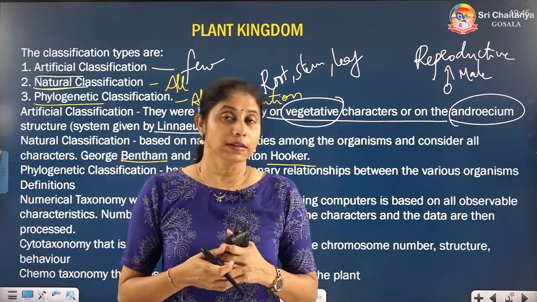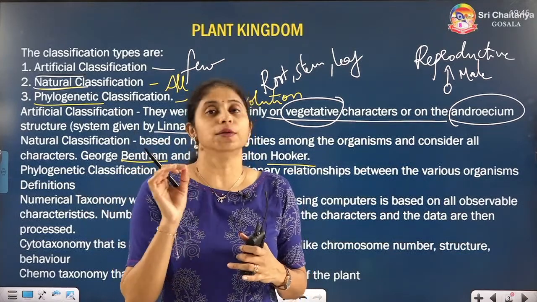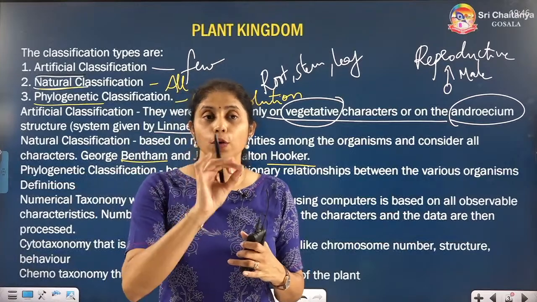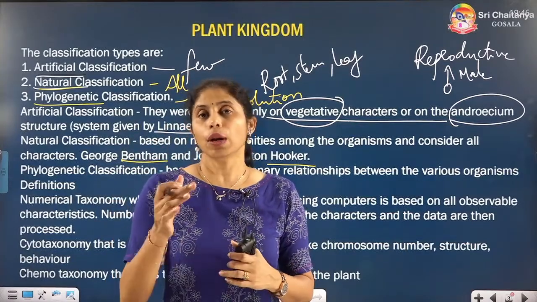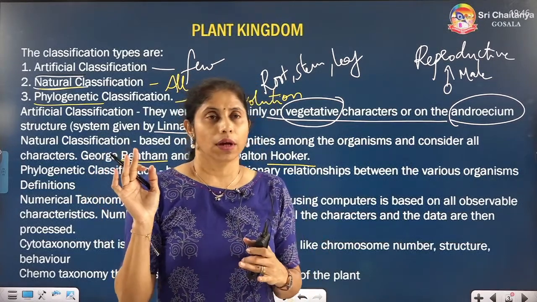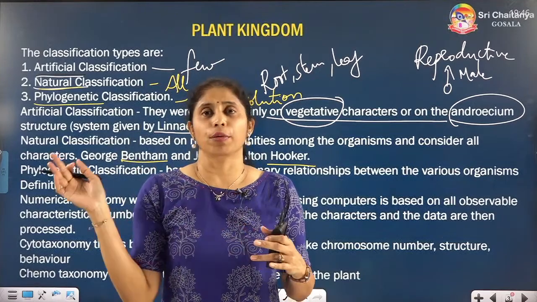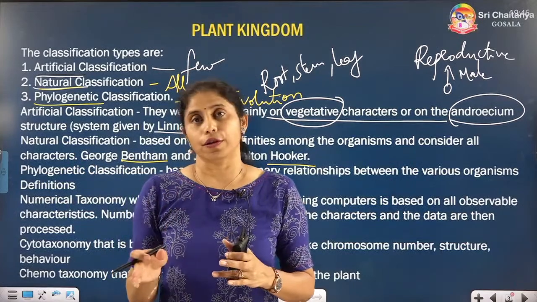In the artificial system, we will consider a few morphological characters or a few observable characters. Only the few we can see with our naked eye will be considered. That system gave equal importance to vegetative characters as well as reproductive characters. But it did not consider all other points; all the characters are not considered. It was given by Linnaeus and Theophrastus.